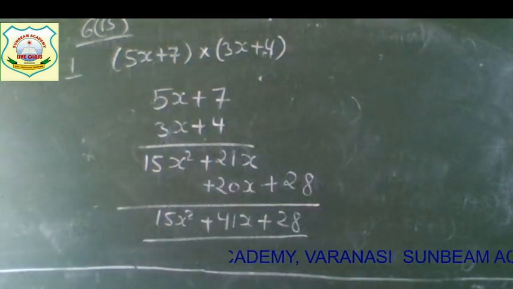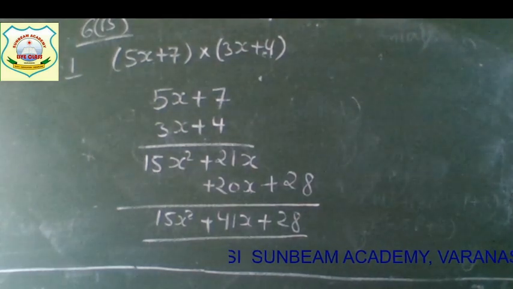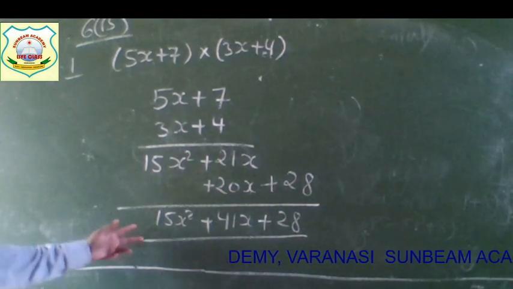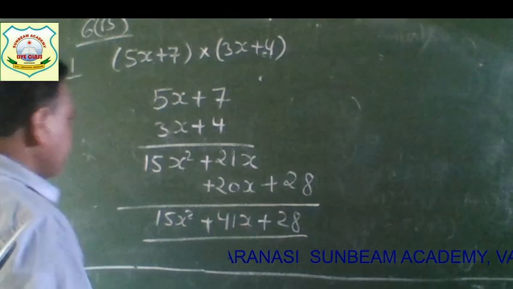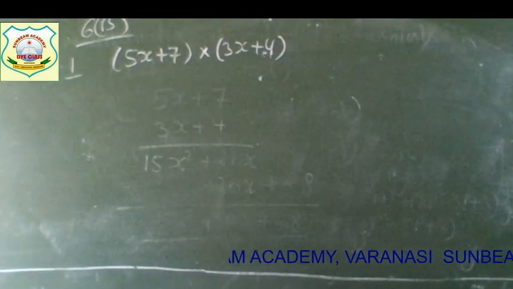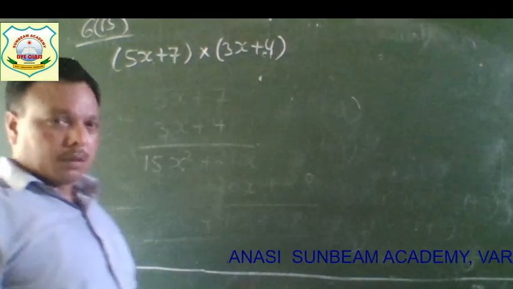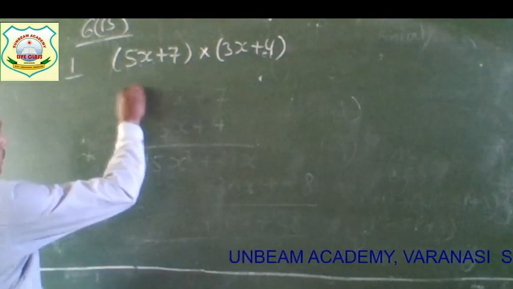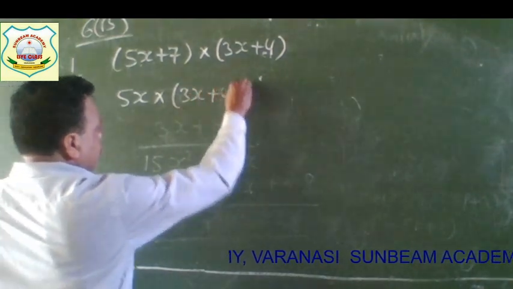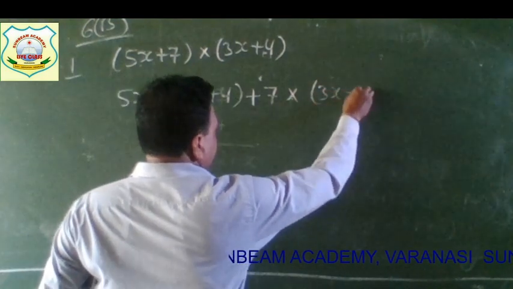Students, you can see this, the value is given. This is the vertical method. So students, now I am telling you the horizontal method. The answer will come the same. Now going to rough. Now students, everyone, 5x plus 7. Whatever we have told in two binomials multiplication, similarly we will do it here. 5x multiply 3x plus 4, plus 7 multiply 3x plus 4.